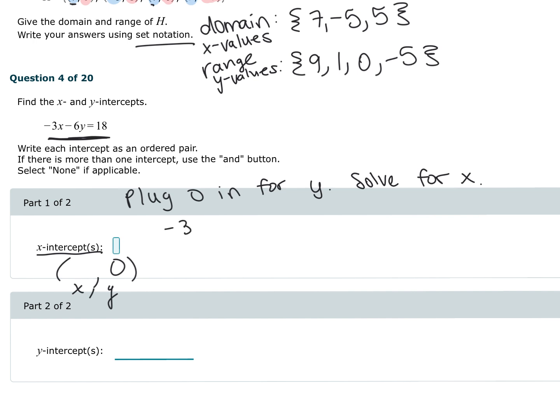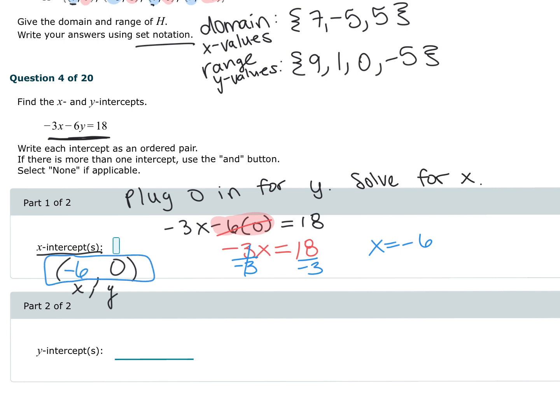So I'm going to have -3x minus 6 times 0 equals 18. Keeping in mind that anything times 0 is just 0, that part goes away in a sense. So then I really have -3x is equal to 18. Divide both sides by -3. I end up with -6. So the ordered pair is -6, 0. Anytime you have an x-intercept, it's always going to be some number, 0. So please keep that in mind.